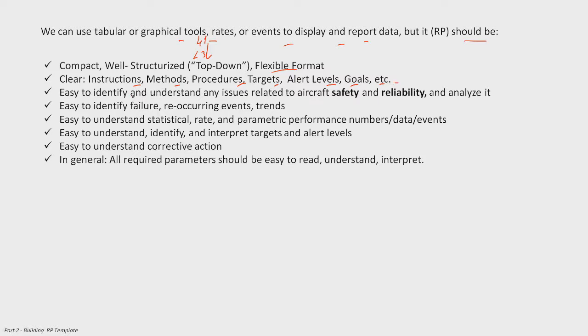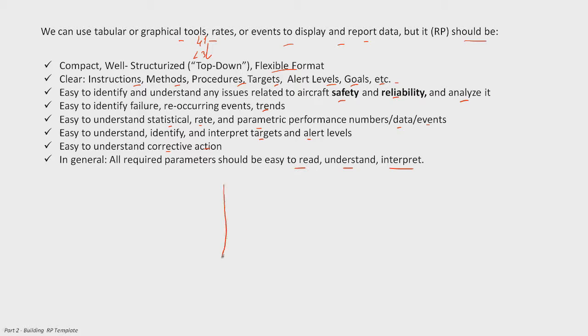Easy to identify and understand any issues related to aircraft safety and reliability and analyze them. Easy to identify failures, reoccurring events, trends. Easy to understand statistical rates and parametric performance, numbers, data, events. Easy to understand, identify, and interpret targets and alert levels. Easy to understand corrective actions. In general, all required parameters should be easy to read, understand, and interpret.